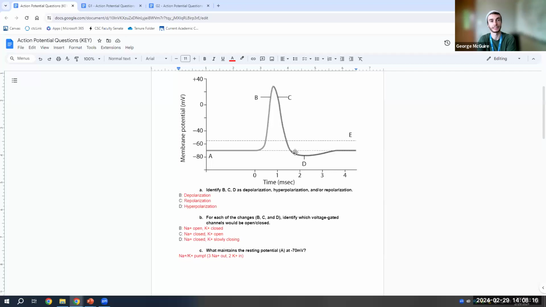At -70, the potassium channels will now start to close, so now both channels should be closed or closing, but potassium channels are slower to close, so we get this short period of hyperpolarization until they finally are all closed, and the sodium-potassium pump will restore the original potential by pumping out 3 sodiums and pumping in 2 potassiums. So removing some of that positivity at a slower rate.